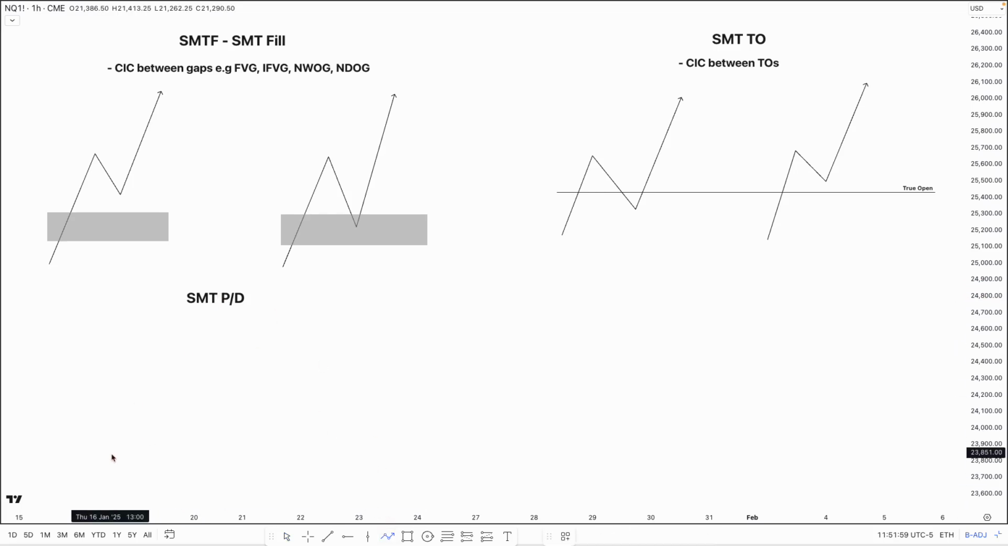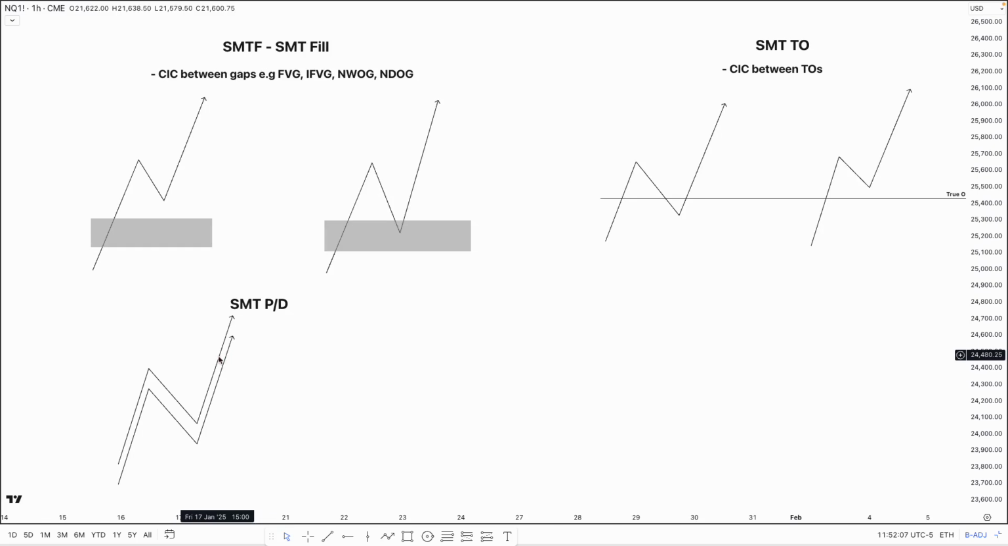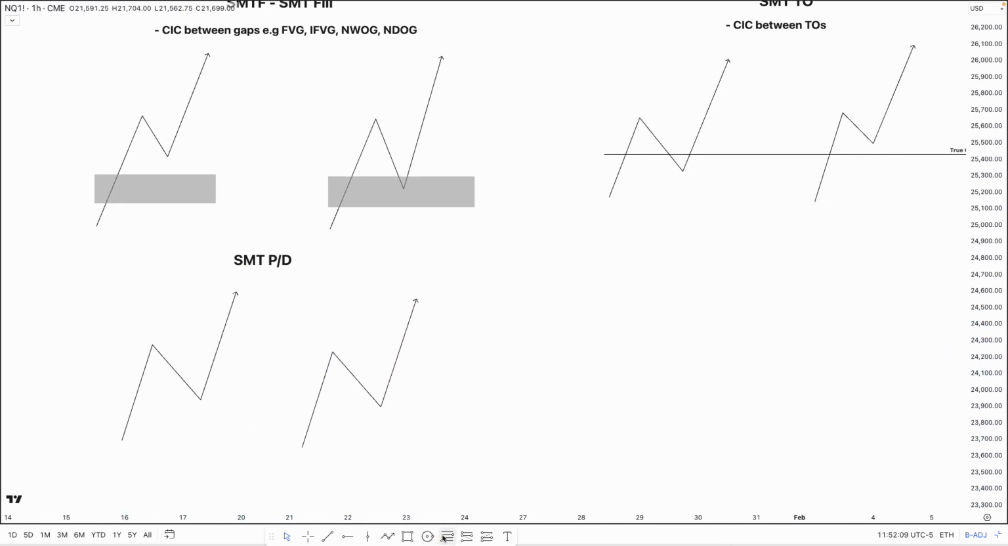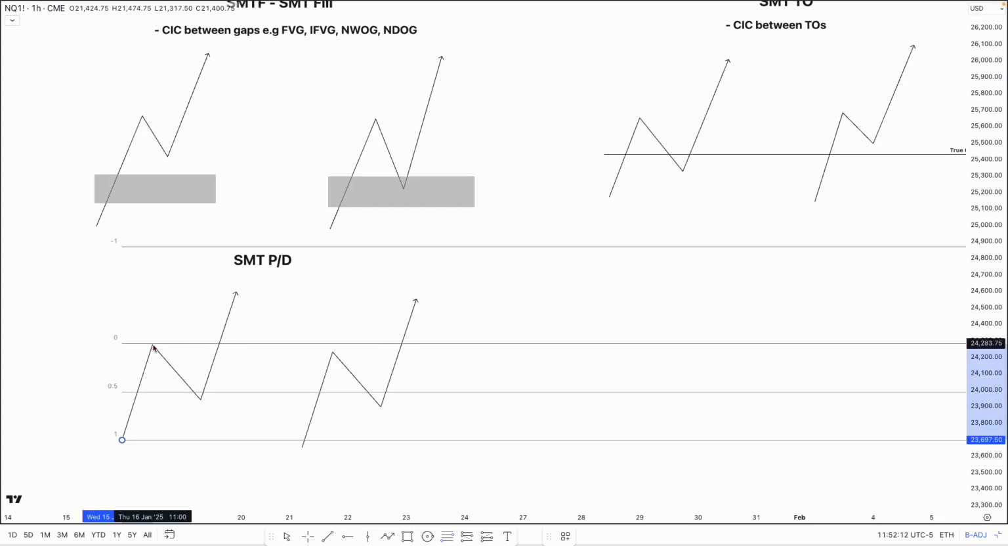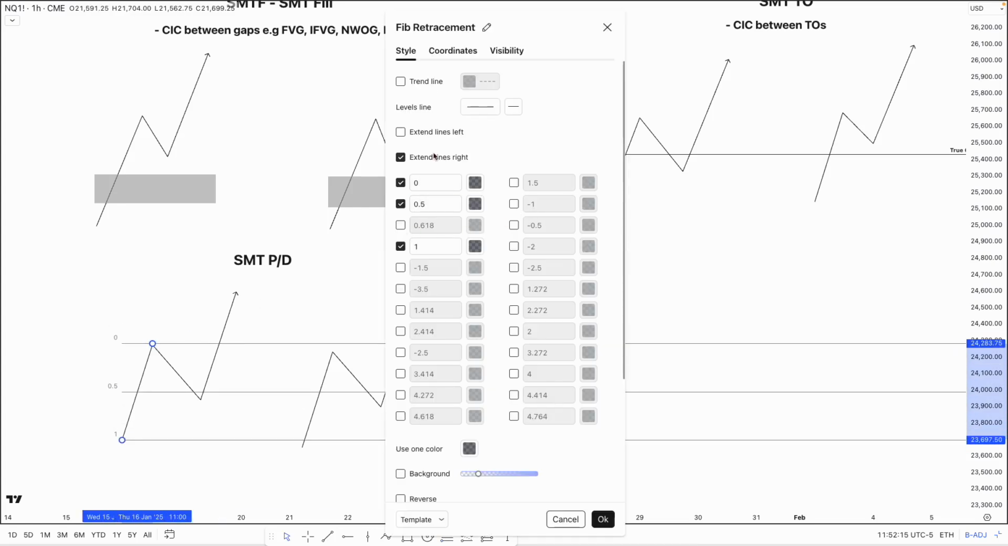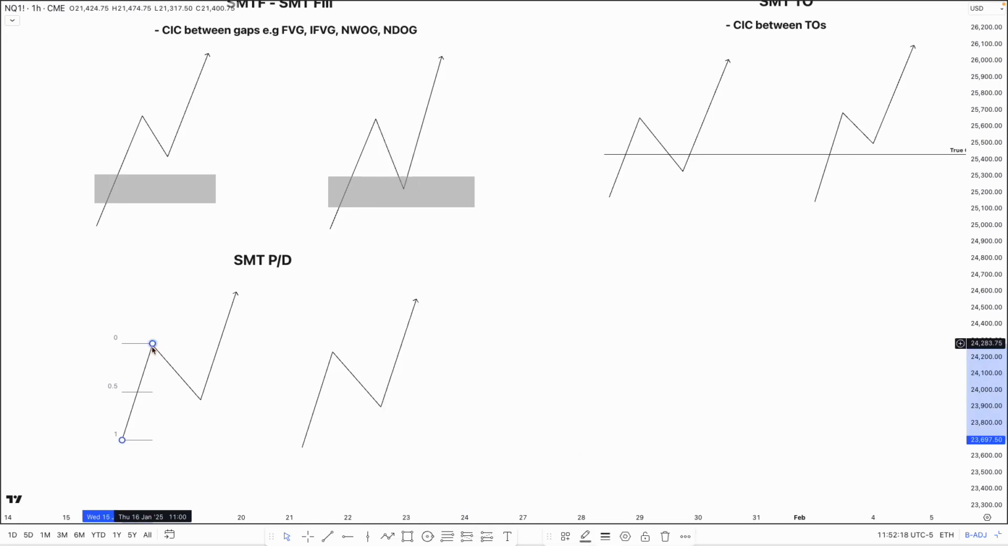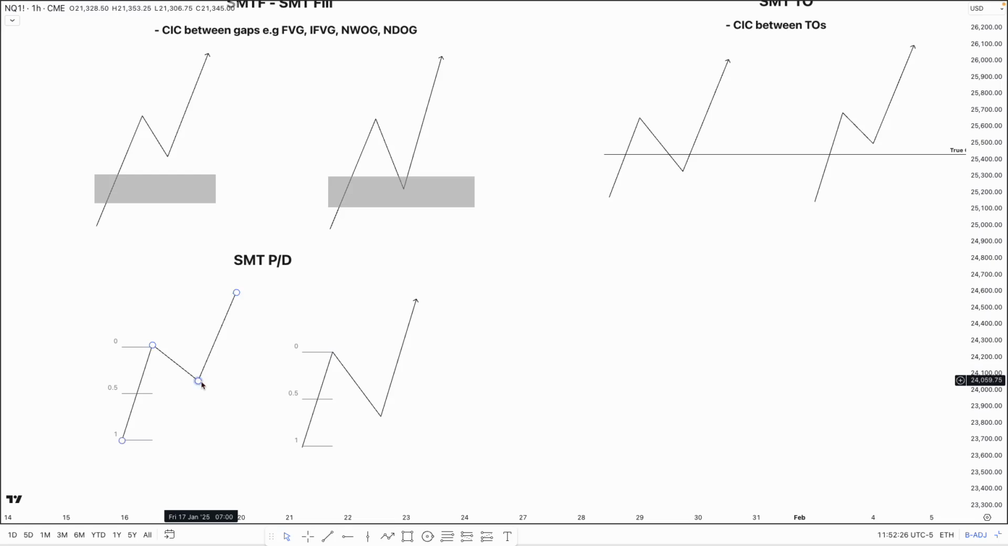I'm sure you can guess what this is. We have this scenario, and we draw our premium and discount here. Price is trading into discount on one asset, but failing to on the other asset. And this is a cracking correlation as well. So hopefully you can see that there are so many different types of cracking correlations.